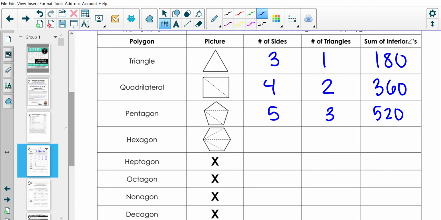A hexagon has how many sides? How many triangles fit in there? 4. What is the sum of its interior angles? 700. 180 times 4 is 700. Or add 180 to the previous term. A heptagon has how many sides? 7. How many triangles do you think fit in there? 5. And what is the sum of its interior angles? 880. Yes.